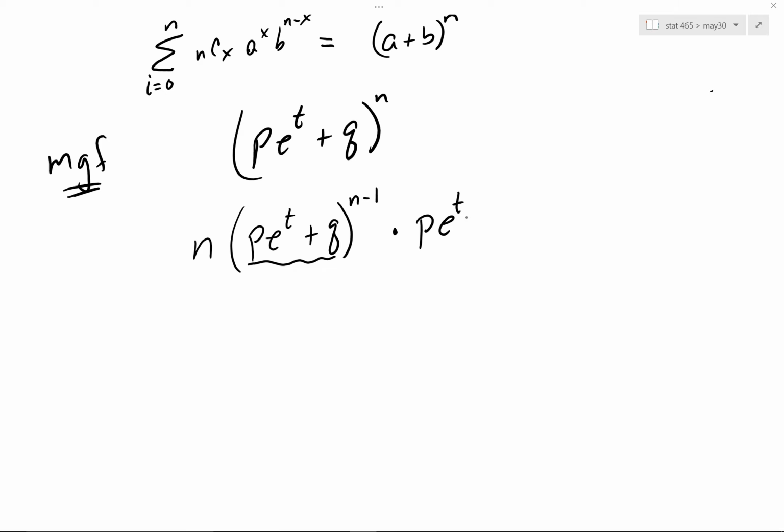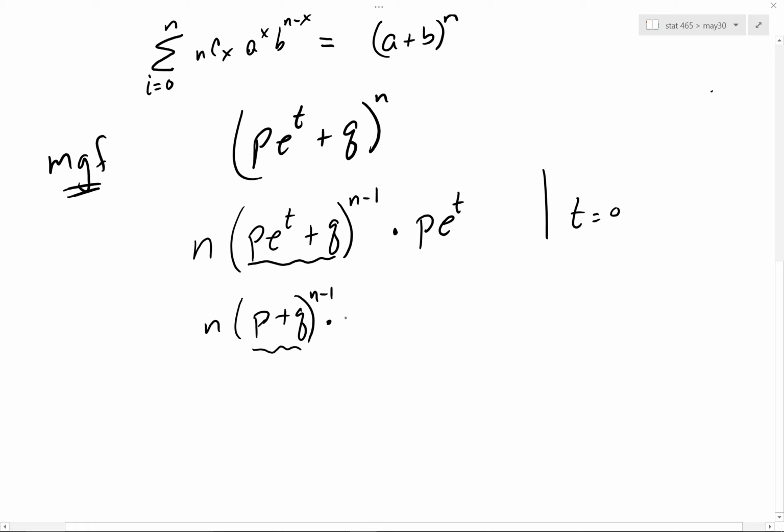Okay, it's pretty exciting. Now check this out. This is all multiplied. Now let's evaluate such that t is equal to 0. Well, if you do that, this becomes n, this becomes p plus q to the n minus 1. A lot of us make mistakes on this part because you don't see it. And then at t equals 0, this just becomes p. What is p plus q? Remember, p plus q, probability of success plus probability of failure, is equal to 1. So this is simply np. This is the expected value of x.